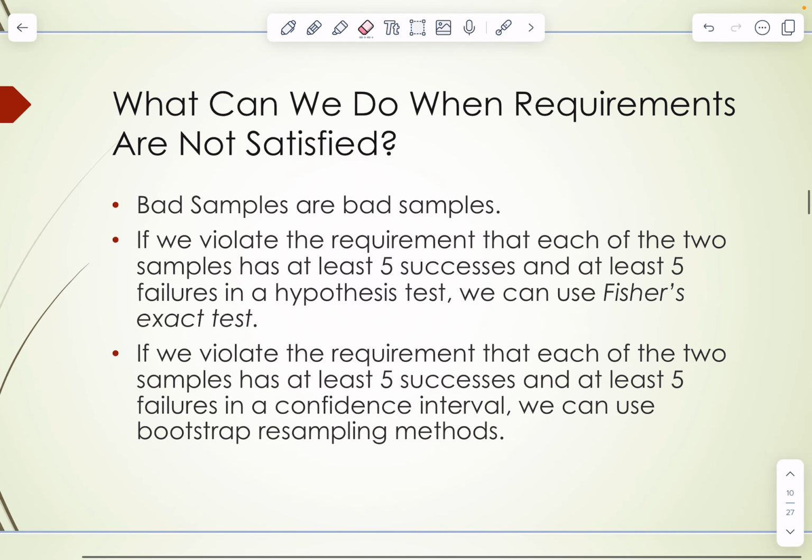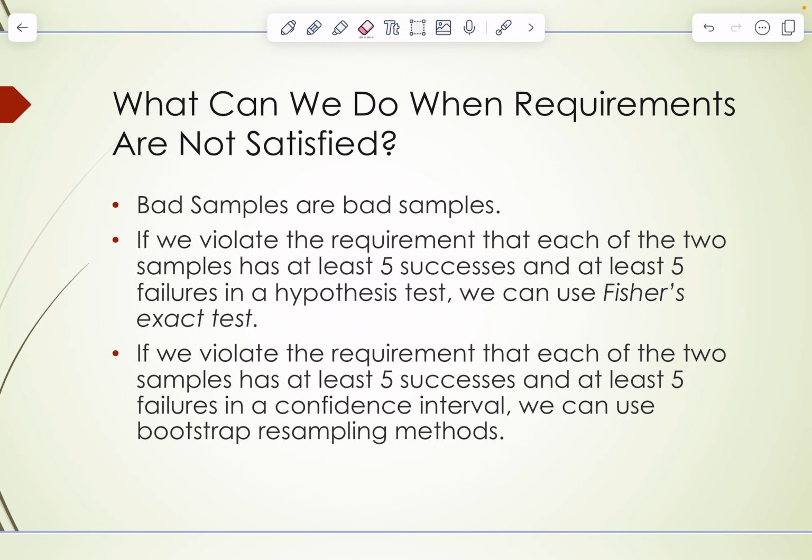Okay, what can we do when requirements are not satisfied? Well, you know what I mean. Bad samples are bad samples. What we mean by that is that if the sample wasn't taken well, there's no amount of statistical trickery that's going to fix that.